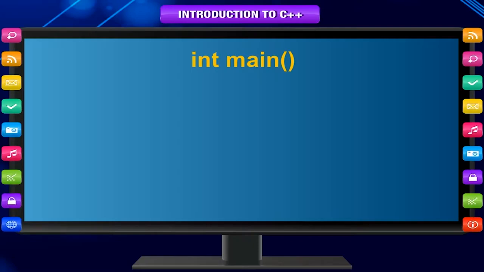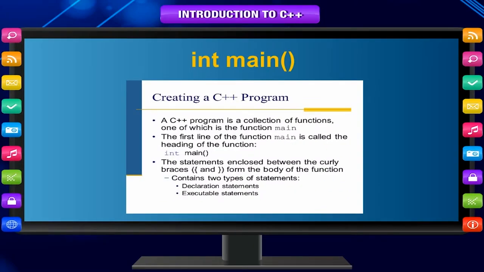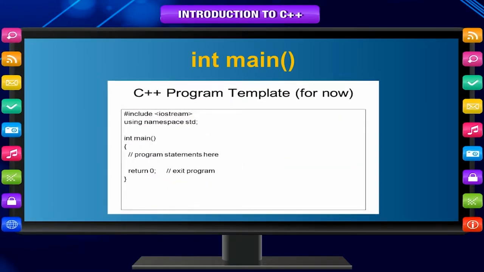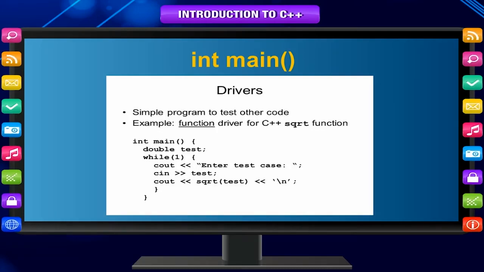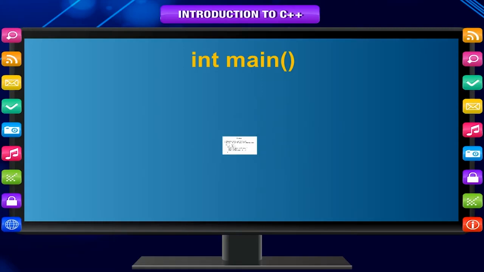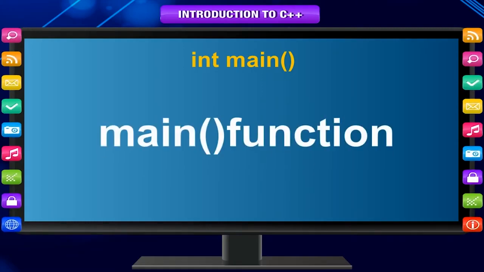int main(). This statement indicates the beginning of the main function. The main() function is the point where all C++ programs begin their execution. The main() function is also known as the driver function, as it is always the first to be executed when the program starts. It is essential that all C++ programs have a main() function.